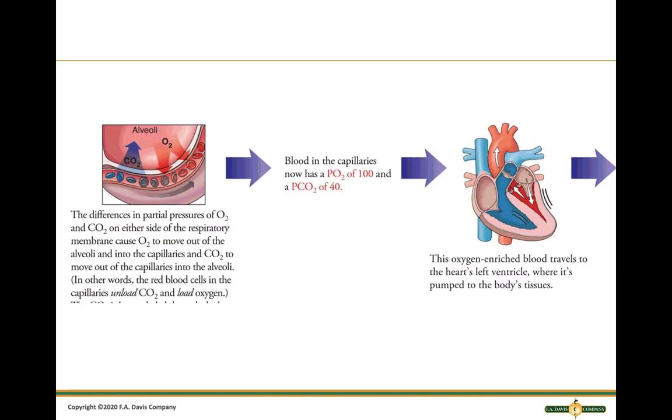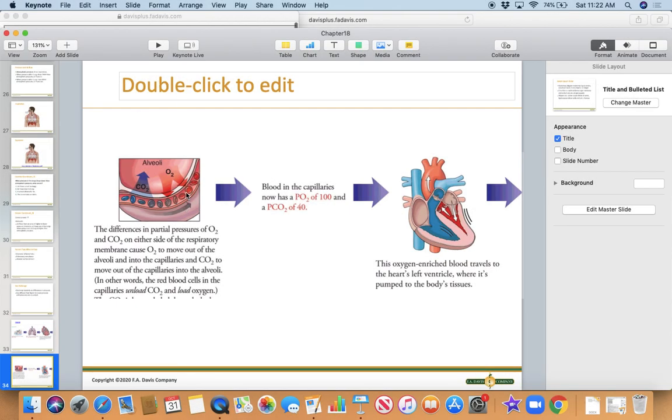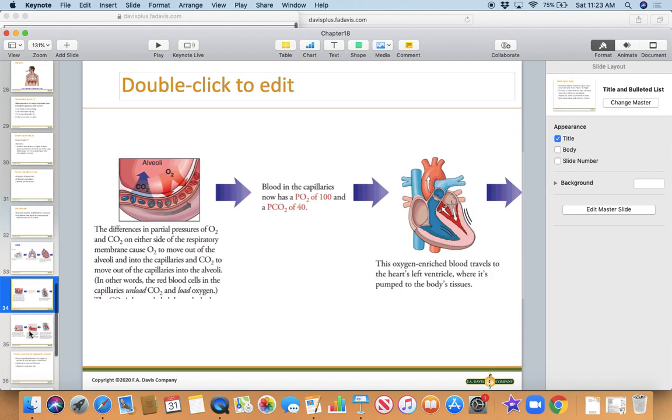So in the alveoli, oxygen is going to move into the blood. So you can see here oxygen moving into the blood, and the carbon dioxide moves out of the blood. And then by the time the blood leaves the lungs, it has a PO2 of 100 and a PCO2 of 40. And this diffusion happens very rapidly, in about 0.25 seconds. So it's pretty amazing. Then this blood is going to travel to the left side of the heart and then go out to the systemic capillaries.